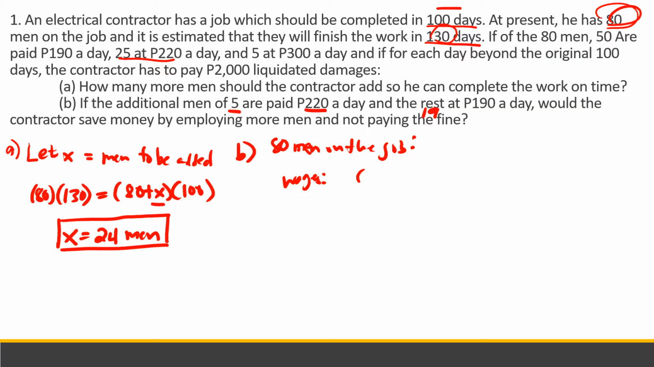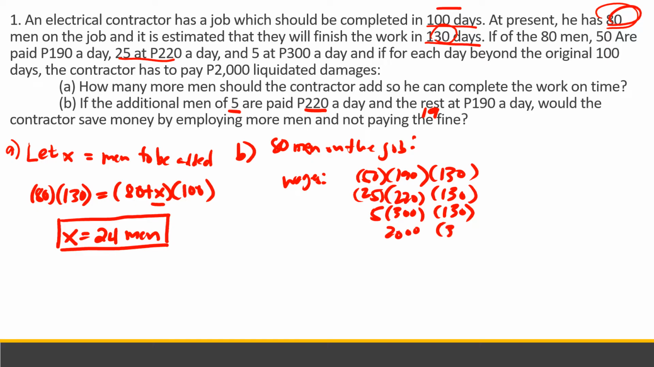So of the 80, 50 are paid 190 a day, 25 are paid 220 a day for 130 days, and then 5 are paid 300 for 130 days, and the damages of 2,000 for 30 days.